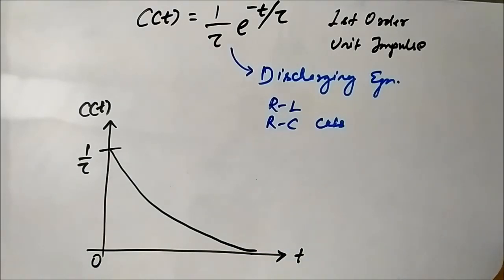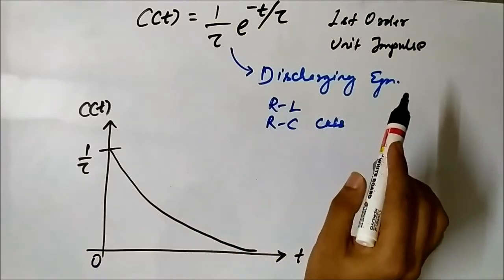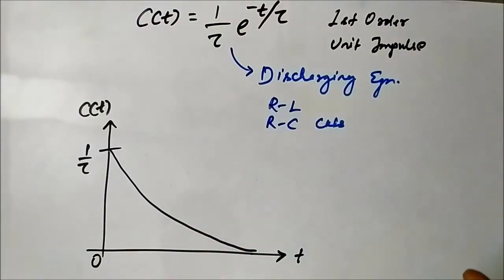Okay, so we have covered two portions related to first order system, the time response analysis for unit step input and unit impulse input. So the remaining one is the unit ramp input. We'll discuss it in another video.